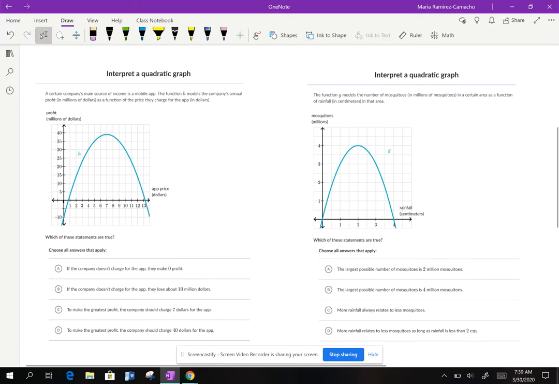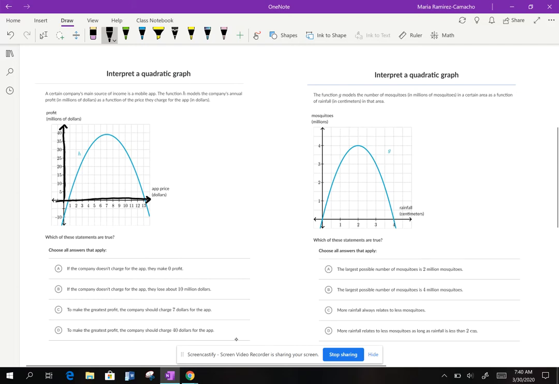Okay, so first example, a certain company's main source of income is a mobile app. The function h models the company's annual profit in millions of dollars as a function of the price they charge for the app in dollars. So a company has a mobile app. This is the price of the app, so what you would pay when you download the app, and this is what the company is making in millions of dollars. Let's read through each statement and figure out what's true, given the graph.